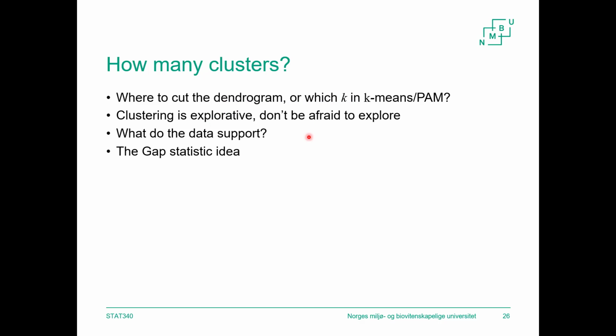And I will look at one criterion. There are more than one. This is called the gap statistic. I think it's considered one of the sort of best criteria, in a sense, but there are some other criteria that you might look at. Let's look at the gap statistic idea.